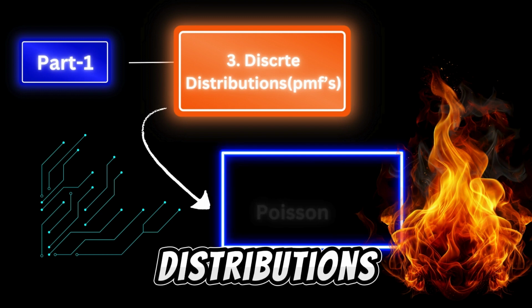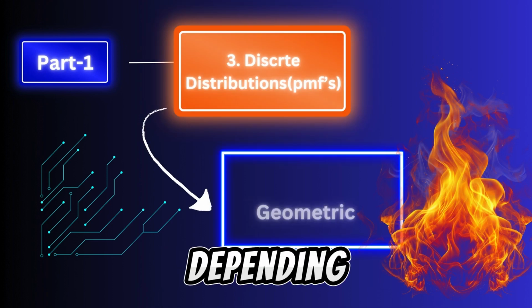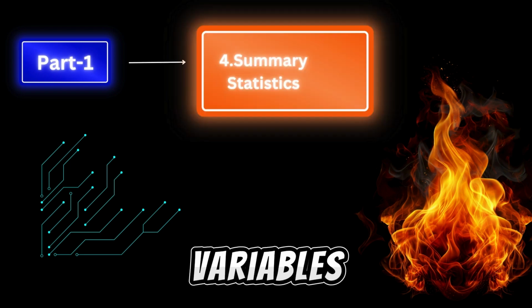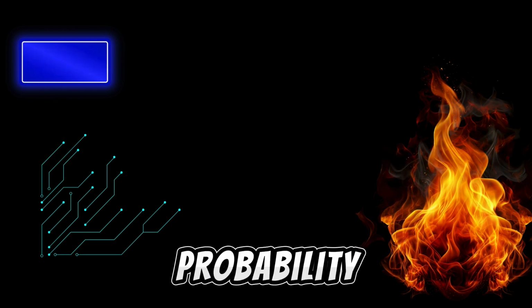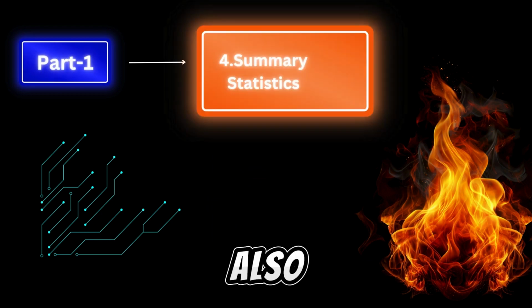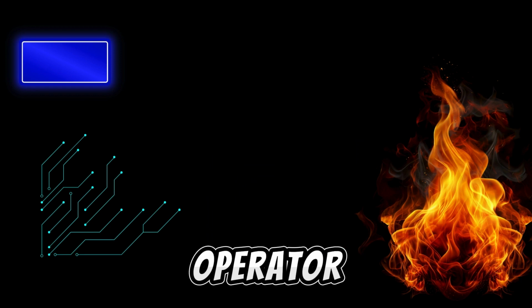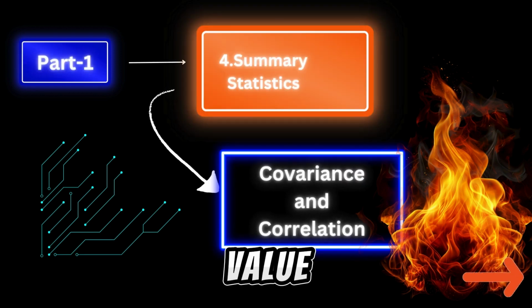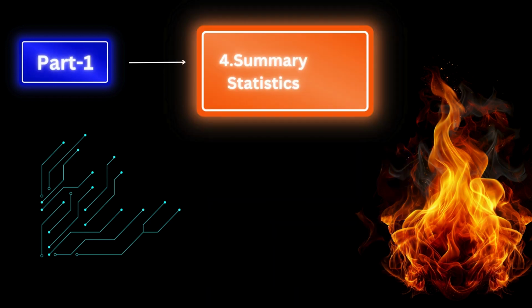Probability distributions are either continuous probability distributions or discrete probability distributions, depending on whether they define probabilities for continuous or discrete variables. In probability theory, the expected value, also called expectation, expectancy, expectation operator, mathematical expectation, mean, expectation value, or first moment, is a generalization of the weighted average.